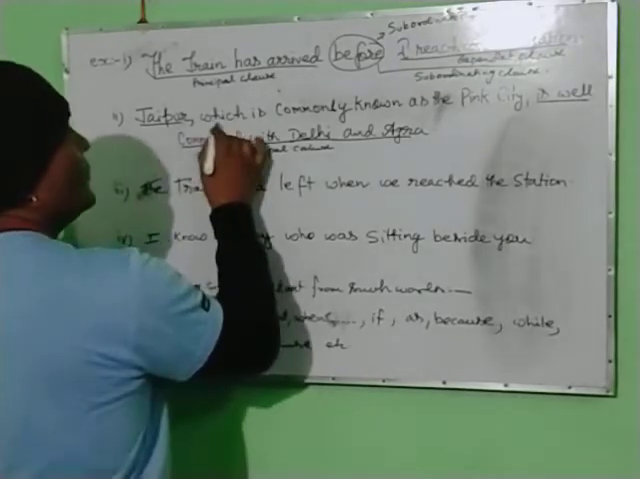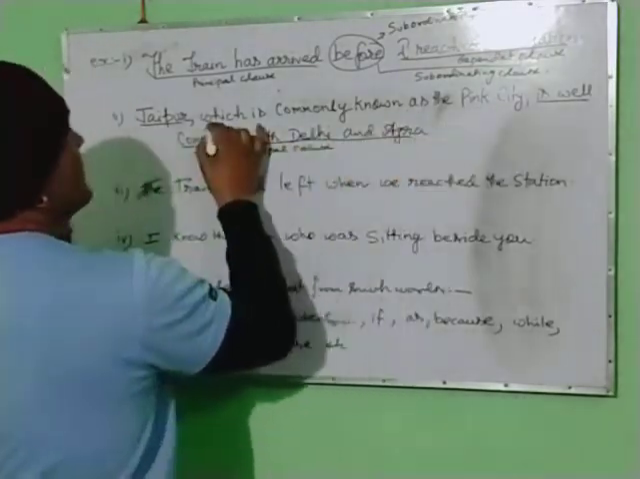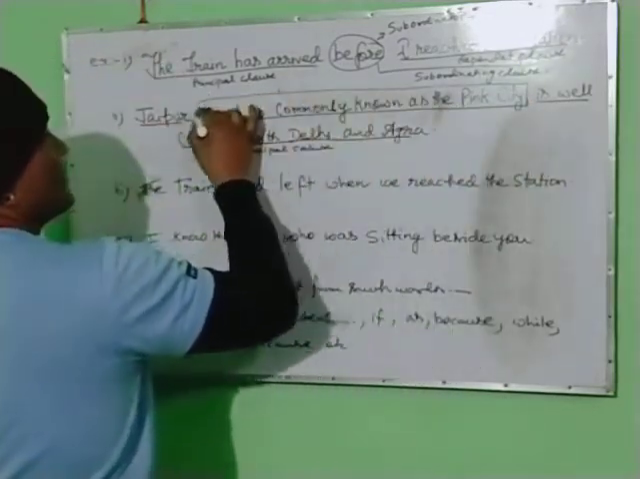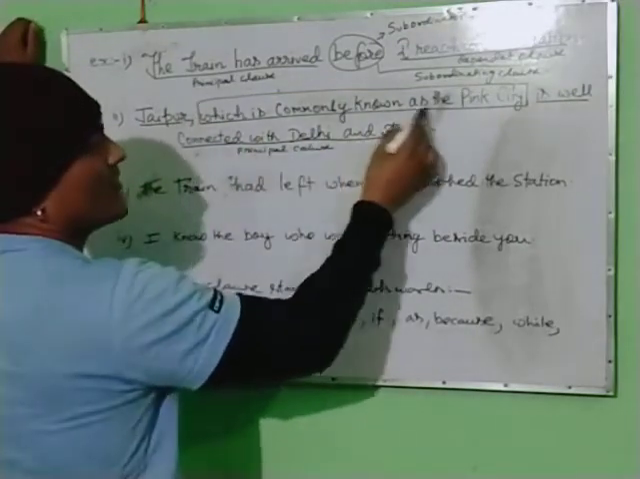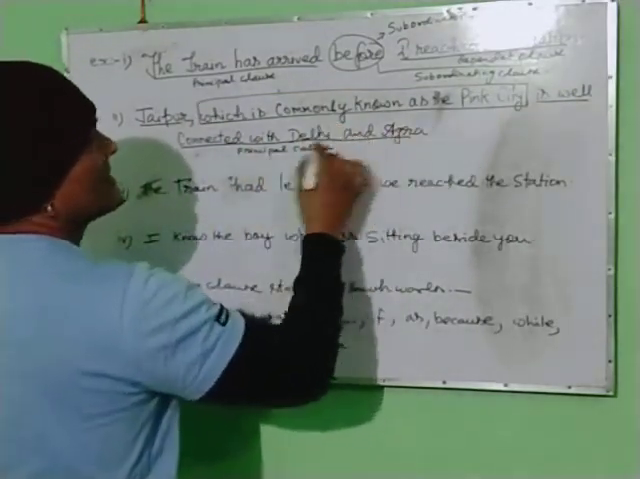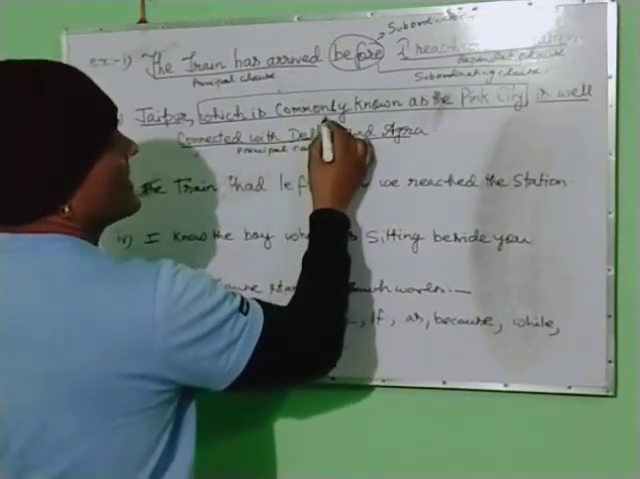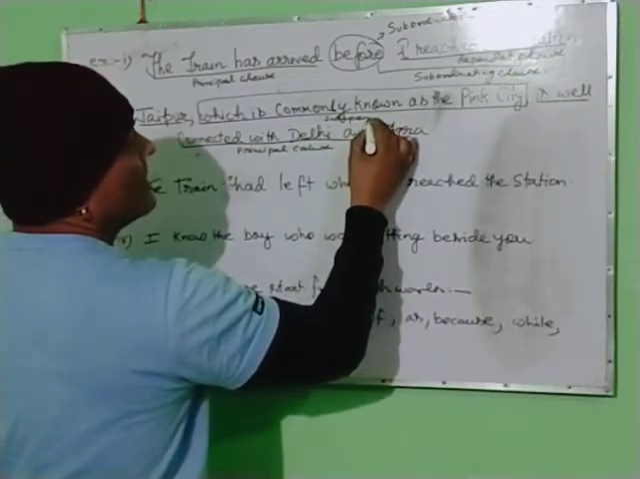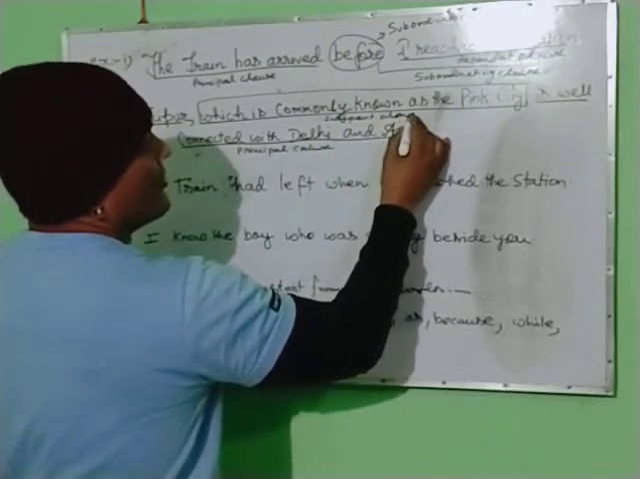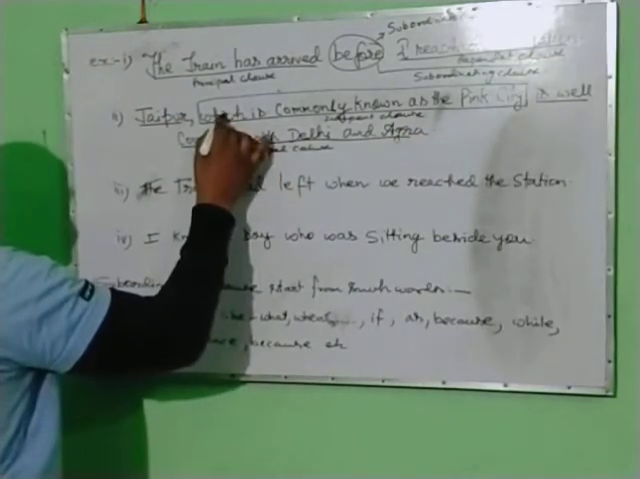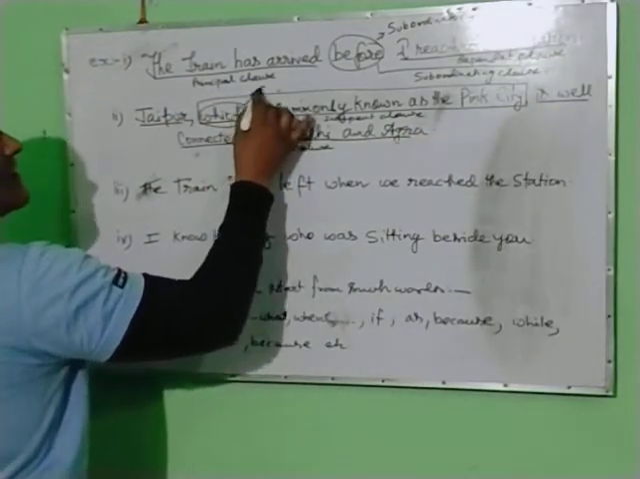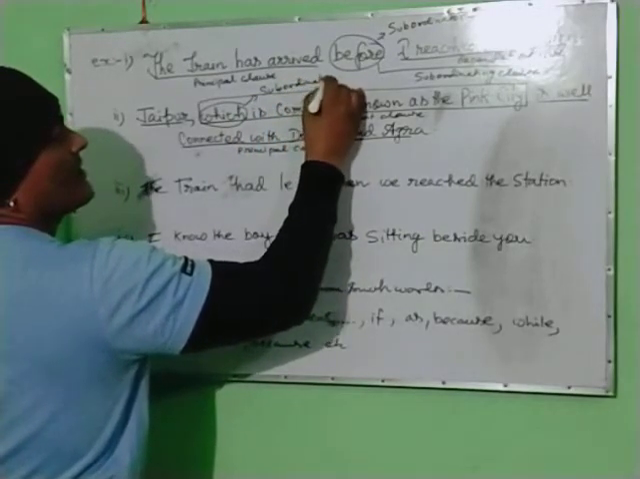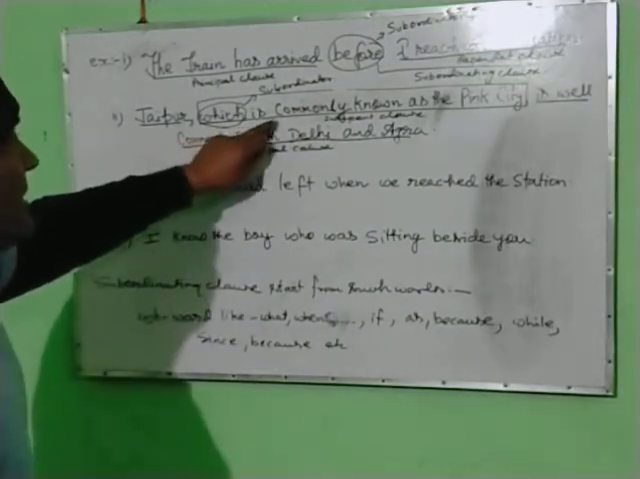And then, which is commonly known as the Pink City. Here "which" starts another sentence. "Which is commonly known as Pink City" makes an incomplete sense, so it is a dependent clause. And "which" is a connector. This is a subordinator.